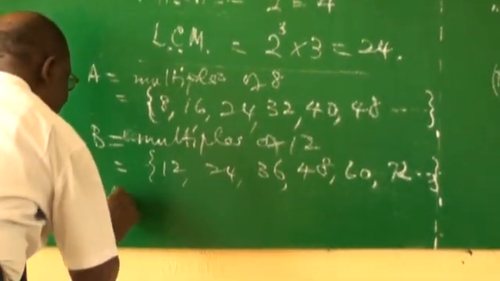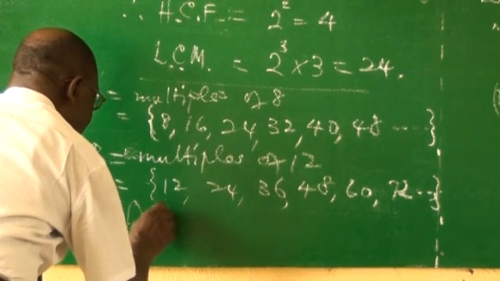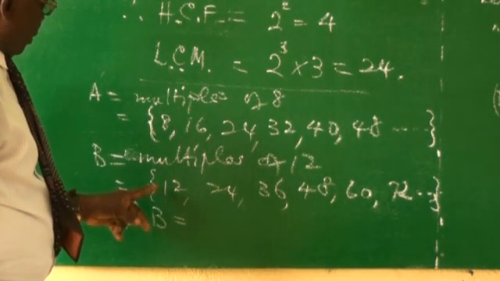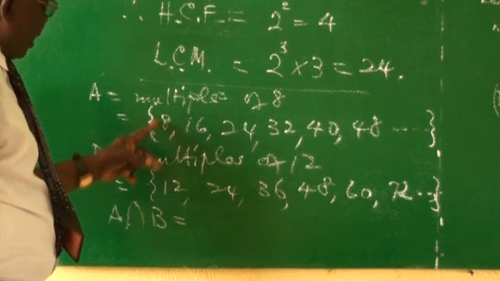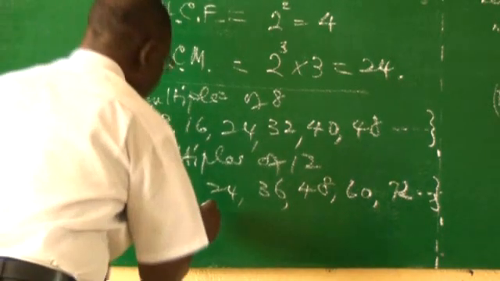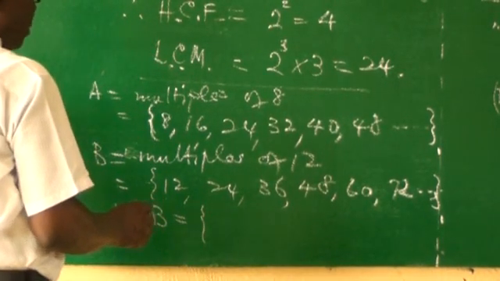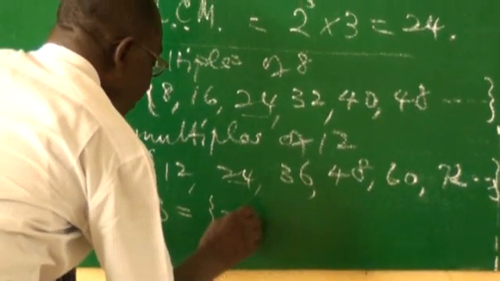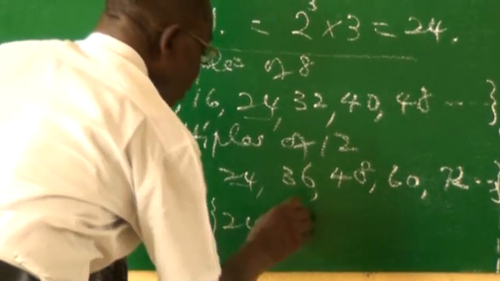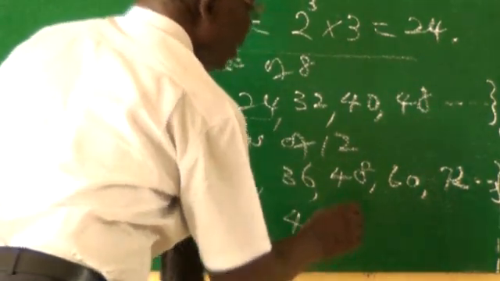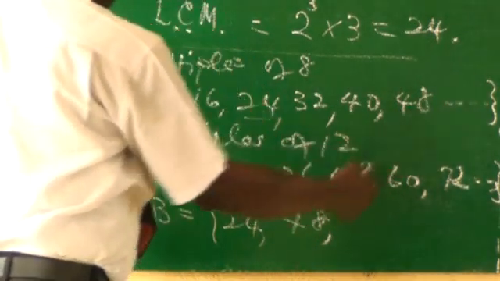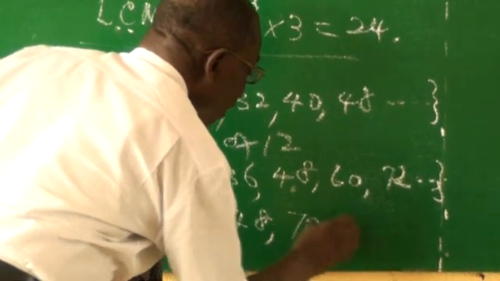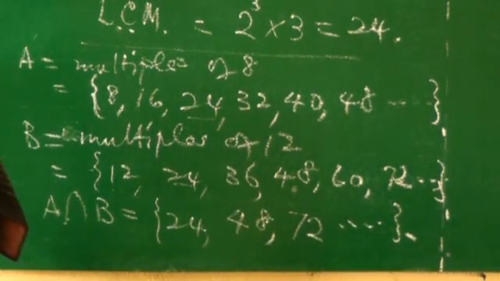Then let us see what A intersection B will be. In other words, what elements are common to the multiples of 8 and multiples of 12? 24 is common there. You put 24. The next one is 48. The next one, you will see 72 here, but there's 48 here. There will be 72 here if we continue, and so on.